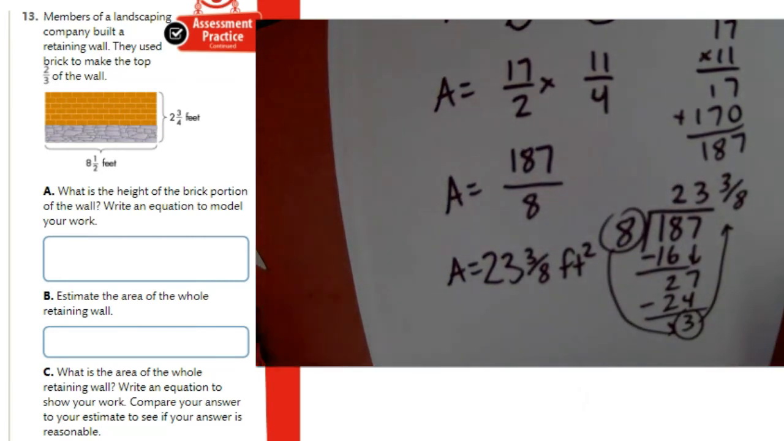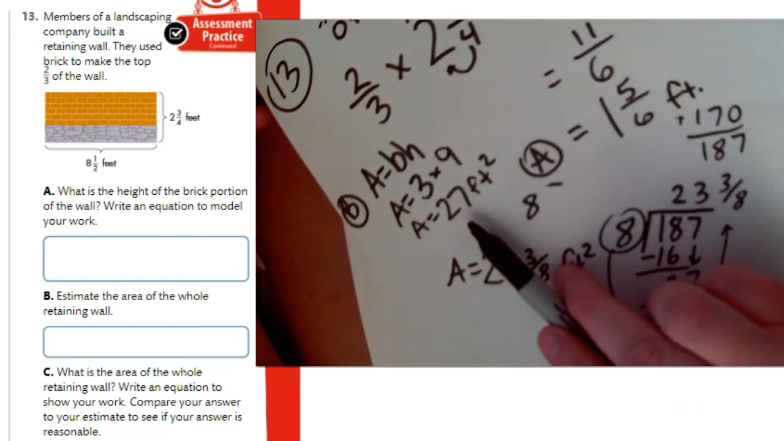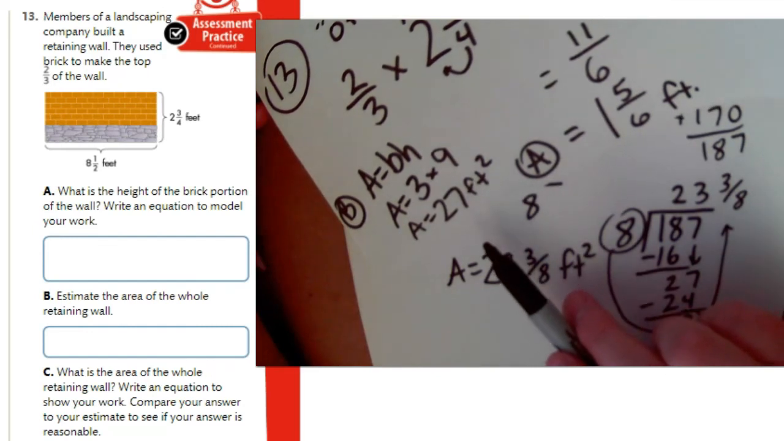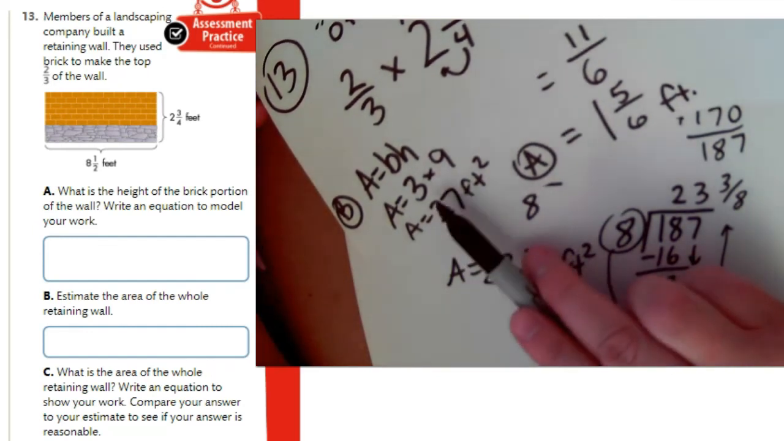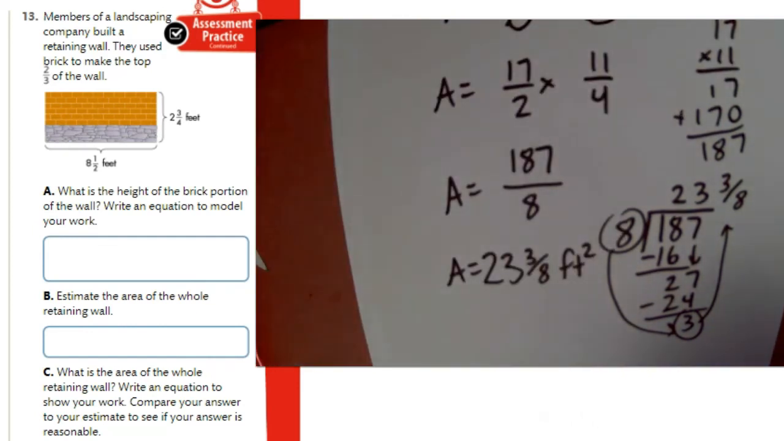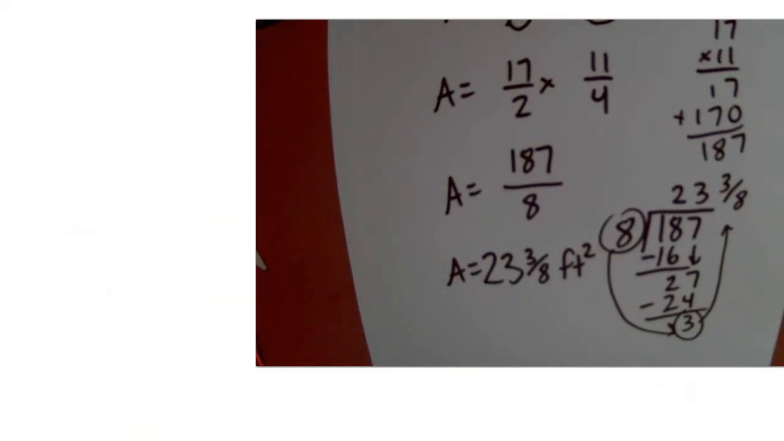Now it says to compare that to our estimate. So just to remind you, our estimate before was 27 feet squared. So our estimate was way higher. We overestimated there, and that's because we rounded our numbers up. So that kind of makes sense to me. So yeah, we can say that is a reasonable answer.